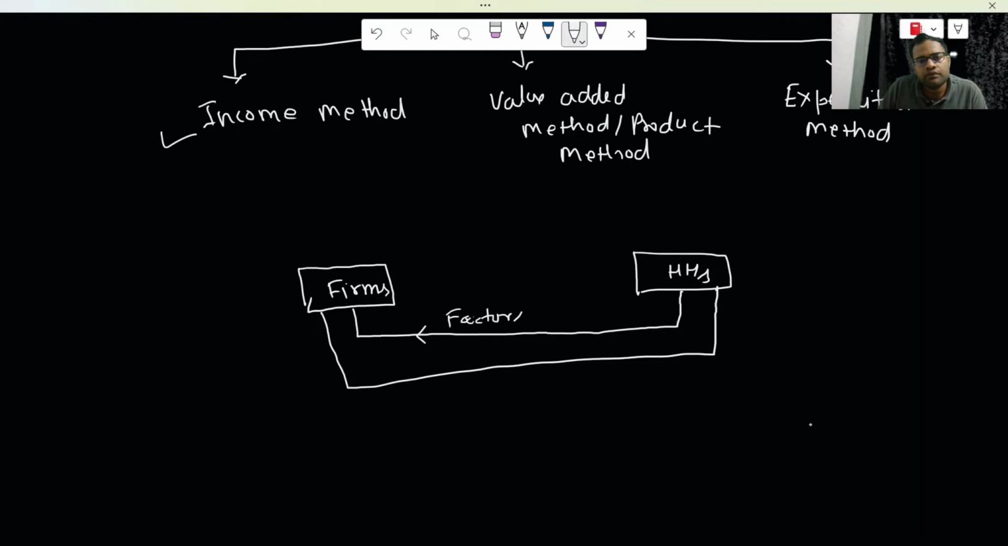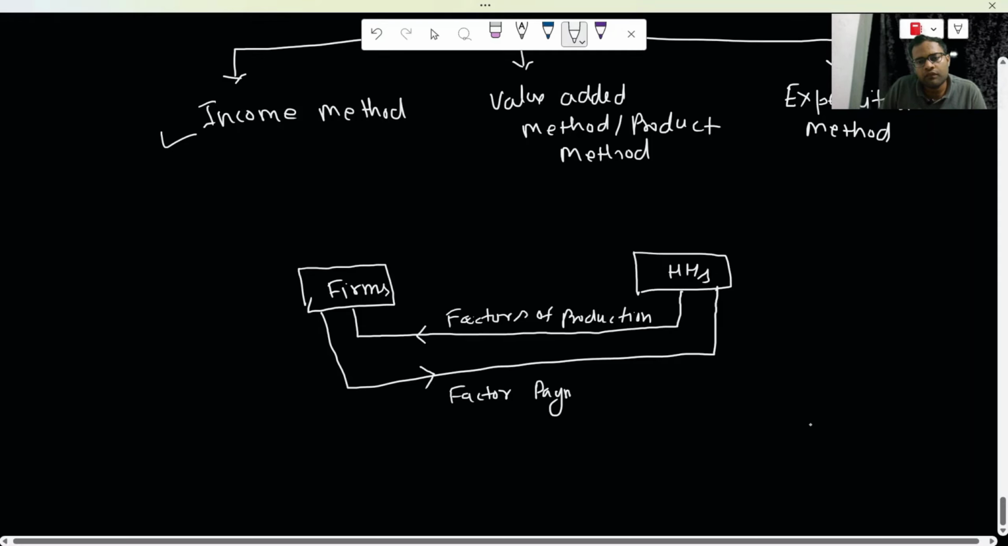Factors of production. Households provide factors of production to firms in order to produce something. In response to those factors of production, firms give factor payment. You can also say factor cost.